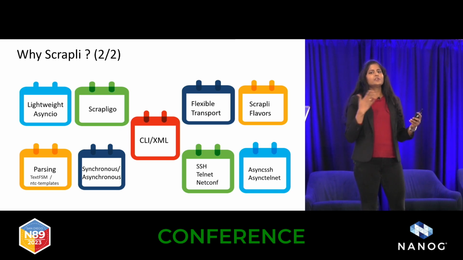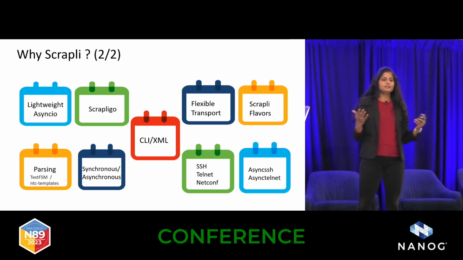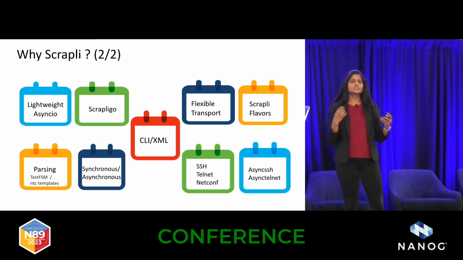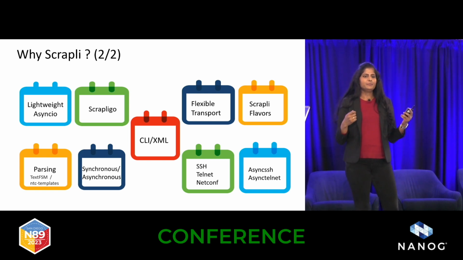It will be more efficient if you have multiple CPUs, but if you don't have multiple CPUs, then you will have some synchronization issues with threads. Whereas with async IO, you don't have those issues. So that's the main benefit of using Scrapli.